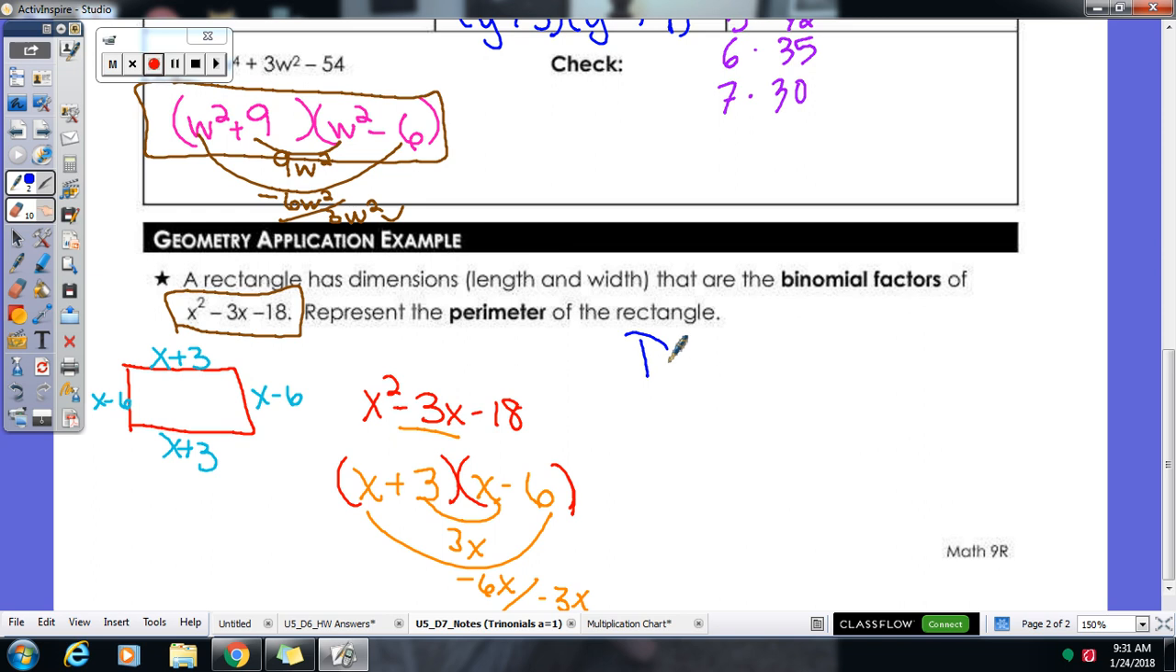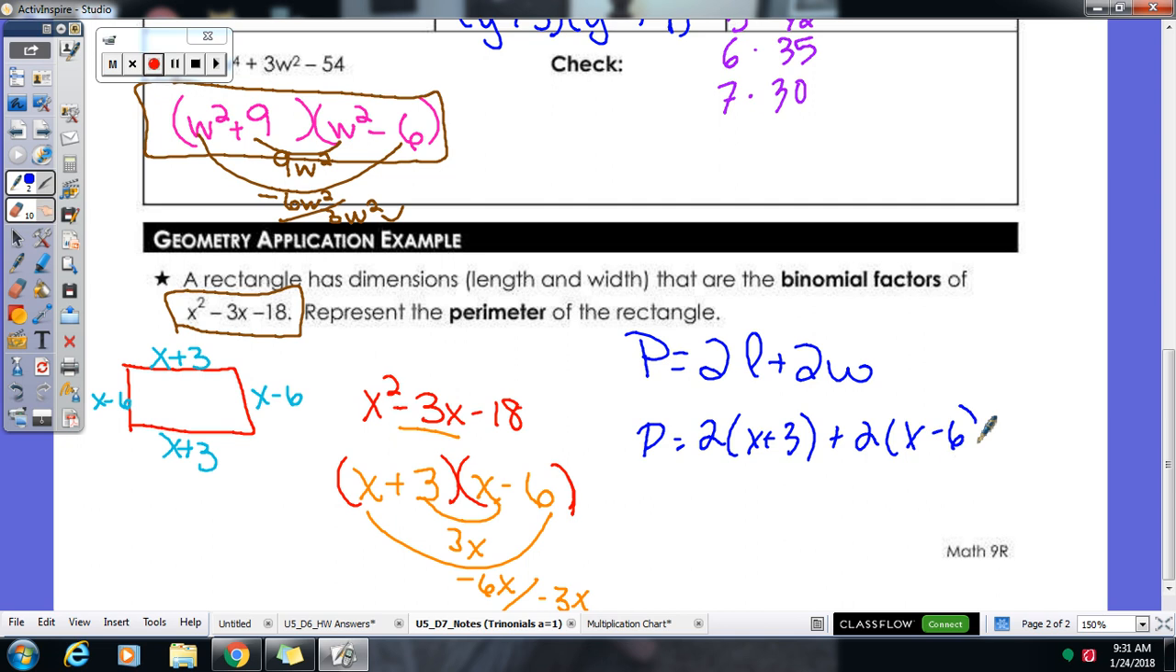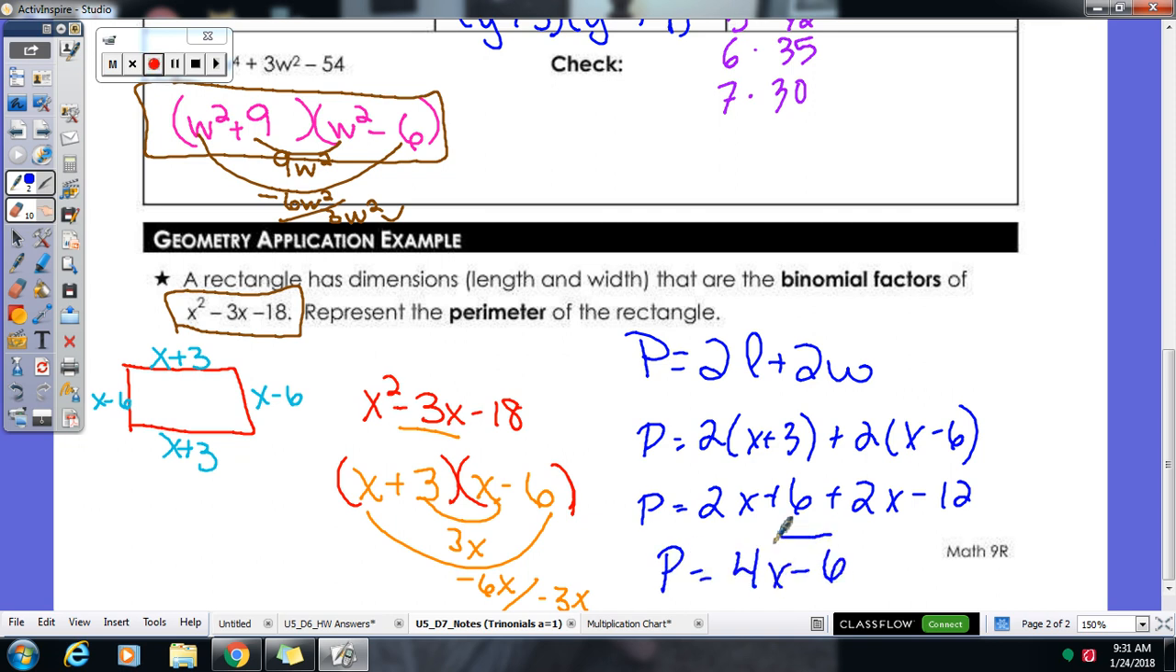Again, one way, you can use the perimeter formula, 2 length plus 2 width. So that'd be 2 times x plus 3 plus 2 times x minus 6. The other way would just be to line all 4 of them up and add them up that way. So that's 2x plus 6 plus 2x minus 12. So 4x minus 6 would be our perimeter, and that is our final answer.